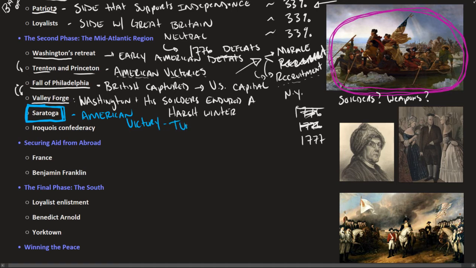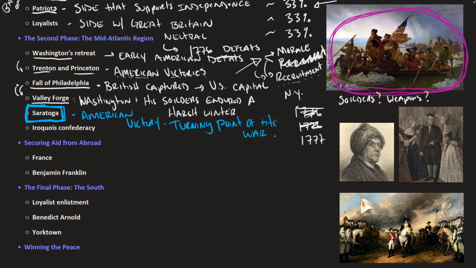And the turning point of the war. Essentially, a British force from Canada was moving south to provide reinforcements to other British troops in Philadelphia and New York that were already successful. American troops intercepted the British at Saratoga, again in northern New York, and defeated them there.